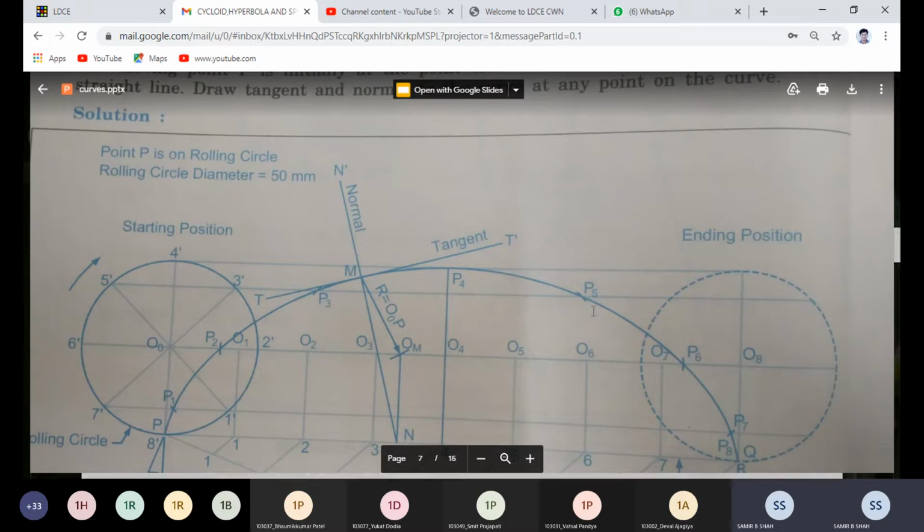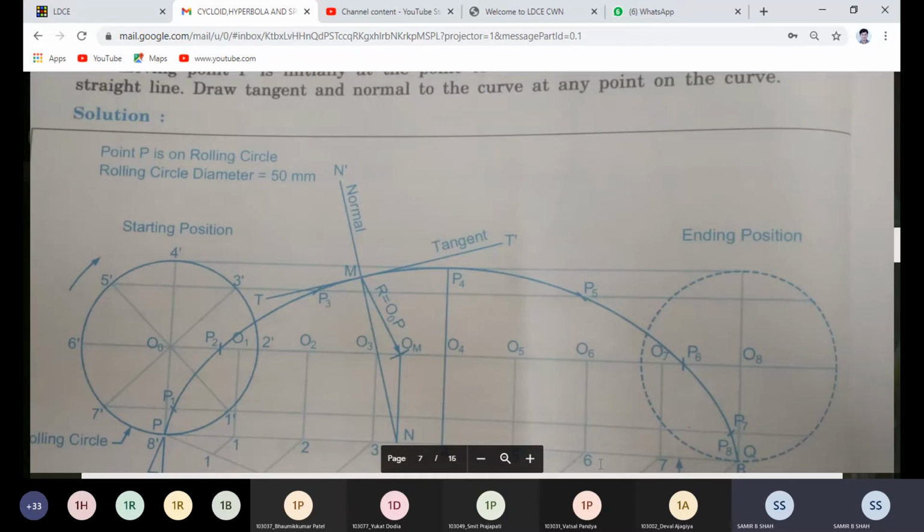and at the end, once again these points are achieved on that surface, then the generation of the curve of that point: initially it may be here, then here, then here, and at the end it may be once again on this surface. So the path which is generated is called a cycloid. Parallelly, there are epicycloid and hypocycloid.